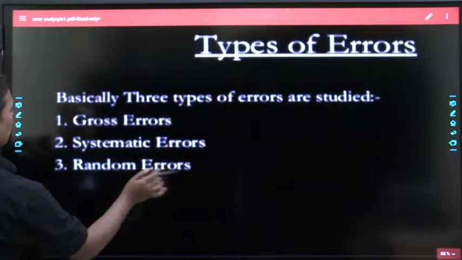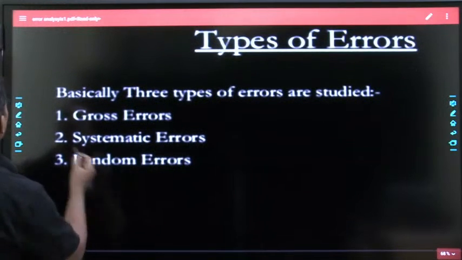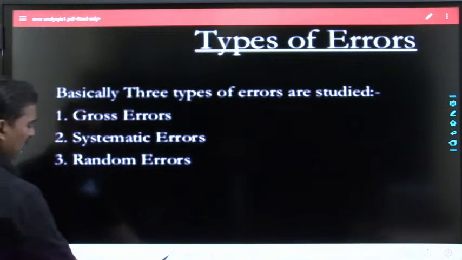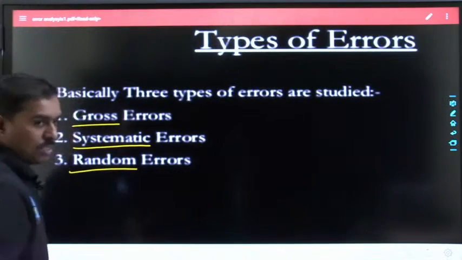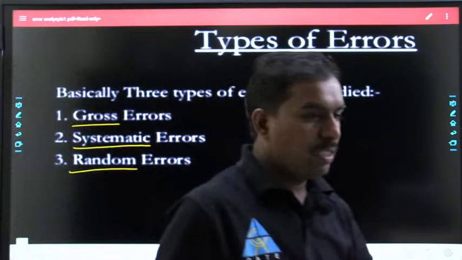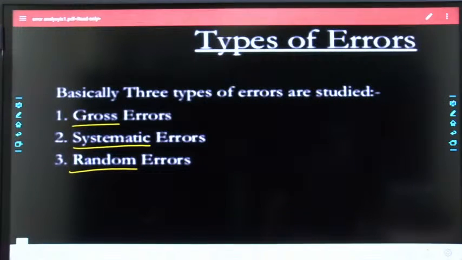visible na? So I just want to expand for you. This is what we call gross error. Gross errors, systematic errors, random errors.